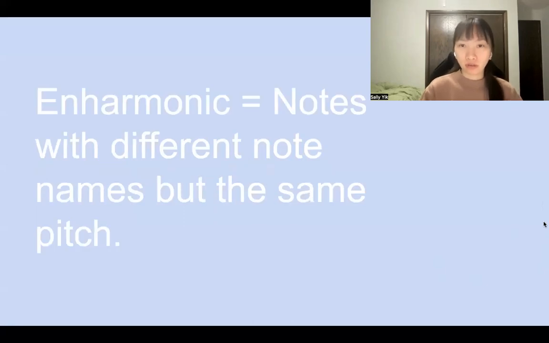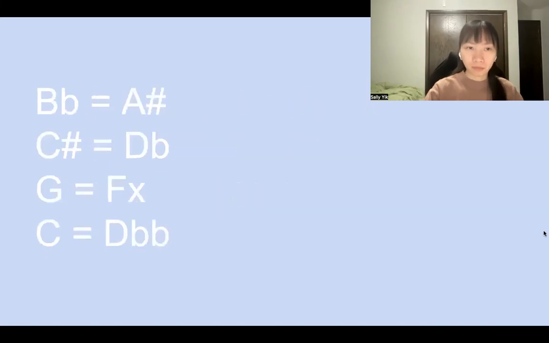An enharmonic note means notes with different note names, but the same pitch. So let's look at some examples here. For example, B flat and A sharp are enharmonic notes of each other. Because if you play a B flat on a violin, you would play on the A string with a low one, which is the same when you play an A sharp. It's still a low one on the A string, isn't it?